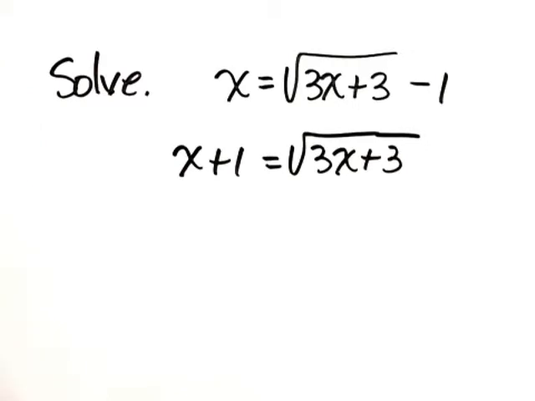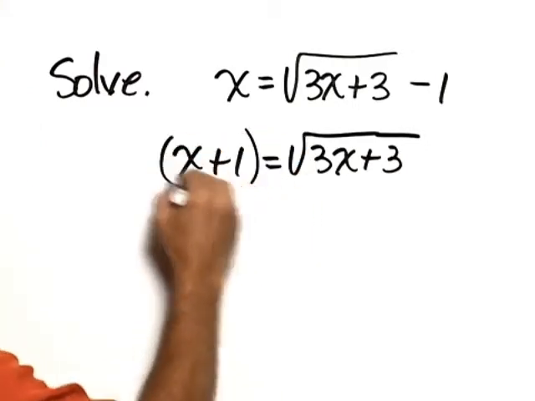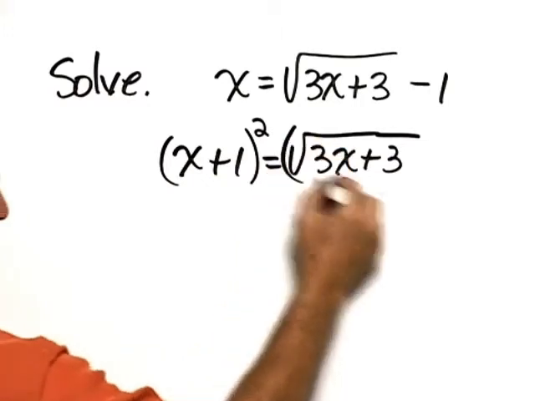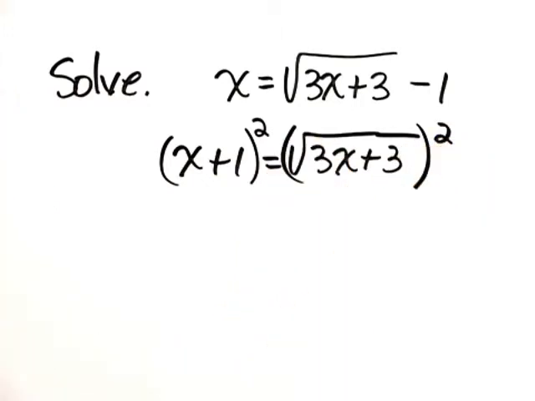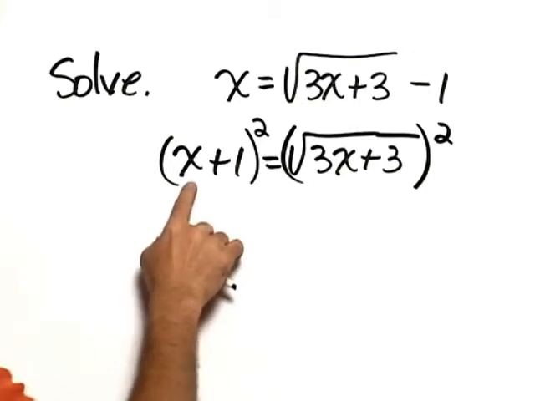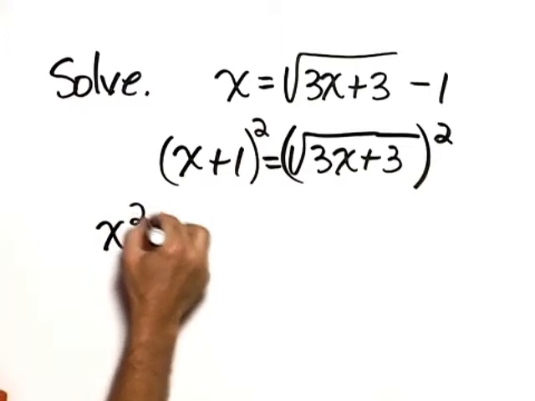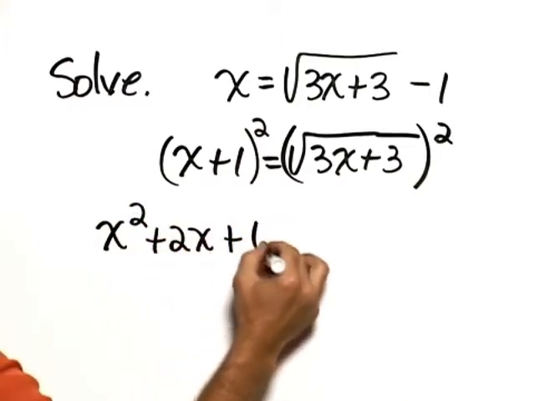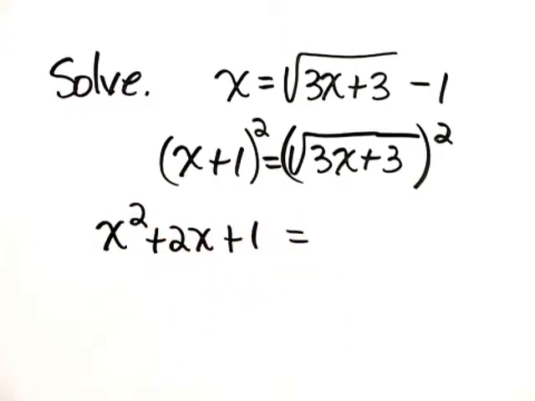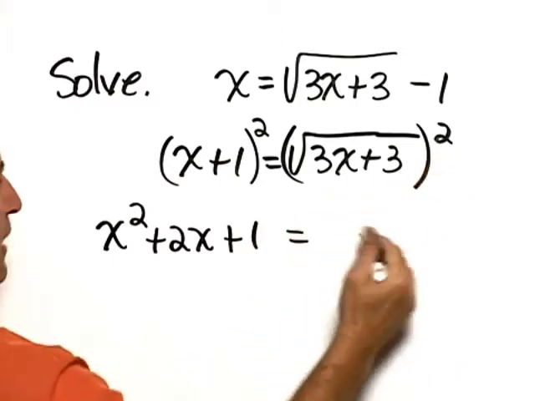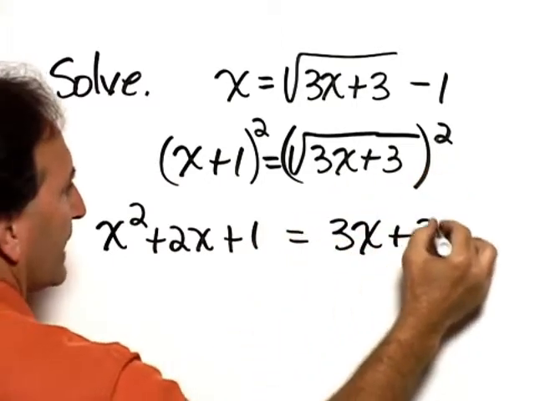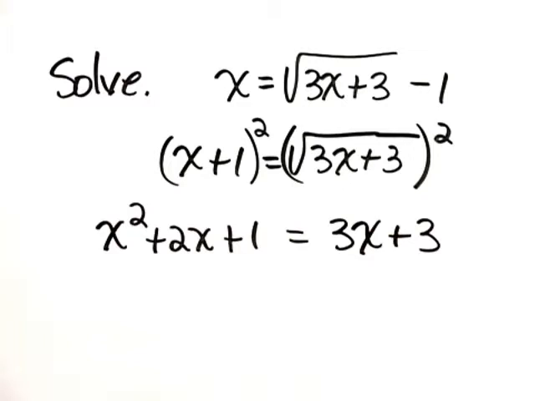Now, we square both sides. Put parentheses around the x plus 1 and square it, and then square the expression square root of 3x plus 3. On the left-hand side, we're going to expand this binomial squared. It becomes x squared plus 2x plus 1. And on the right-hand side, we have a square root squared, so we just get the radicand, 3x plus 3.